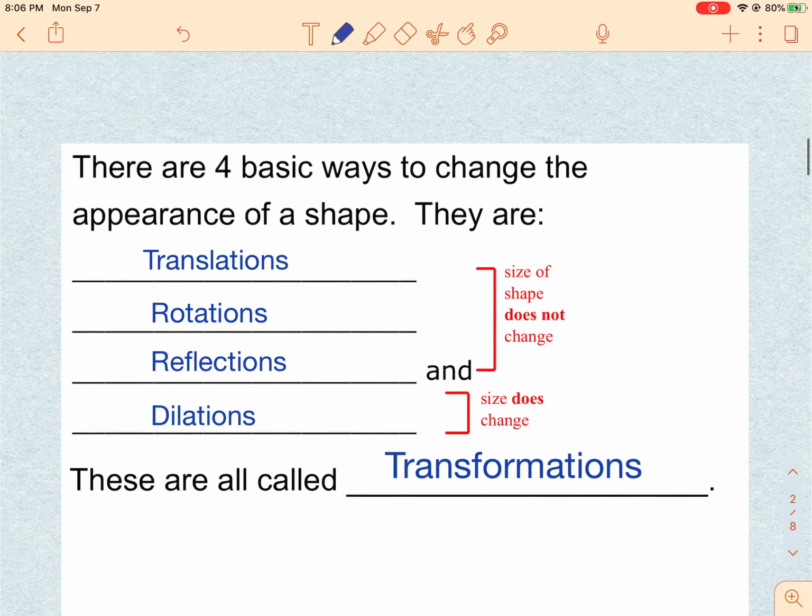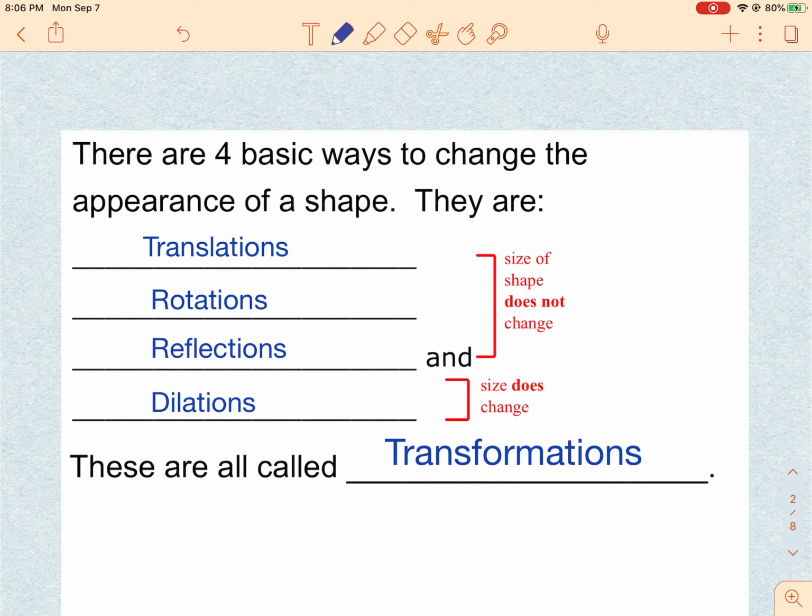So if we jump right into some of the vocab, like I'd mentioned, the first transformation we're going to talk about is translations. There are also other ones: rotations, reflections, and dilations. 3 out of the 4 of them don't have the shape itself change size, but a dilation does. That's where something actually enlarges or shrinks from its original size. The other ones just kind of manipulate the existing shape. And like I said, they're all called transformations.